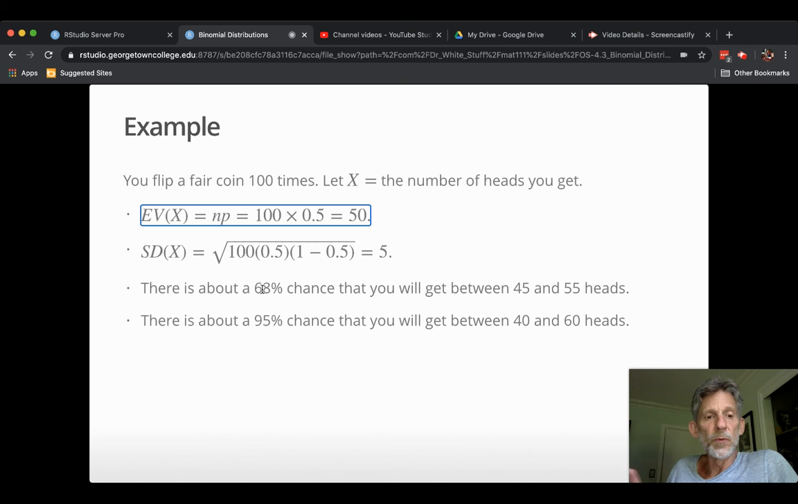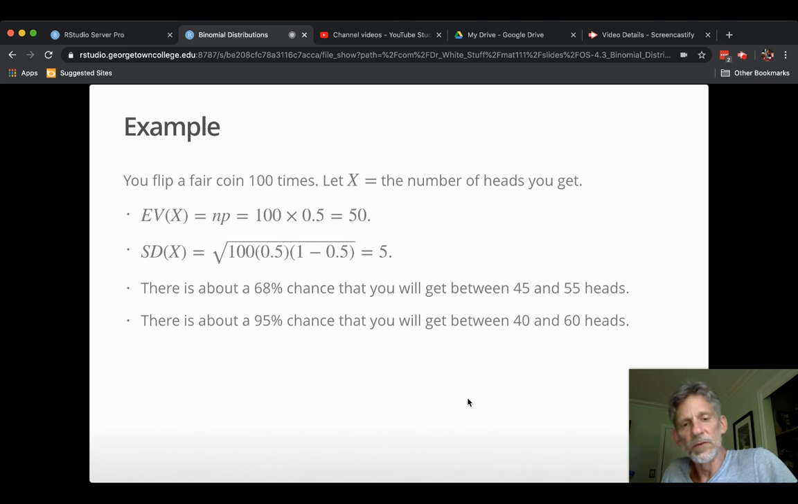So we can say, even before we use something like pbinomGC, that there's about a 68% chance that you'll get within a standard deviation of the 50, within 5 of the 50, between 45 and 55 heads. About a 95% chance of getting within 2 standard deviations of the 50. 50 minus 2 5s is 40. 50 plus 2 5s is 60. About a 95% chance you'll get between 40 and 60 heads. So you can tell a lot about probabilities for a binomial random variable just using its expected value and standard deviation, as long as the distribution of the binomial is roughly bell-shaped. That'll happen if the expected number of successes and failures are both at least 10.